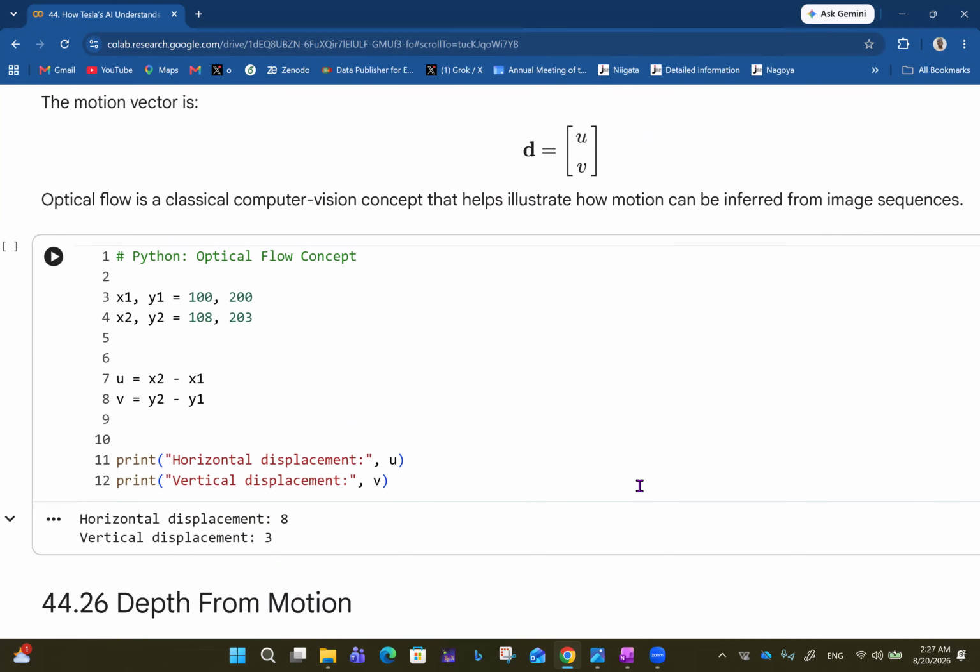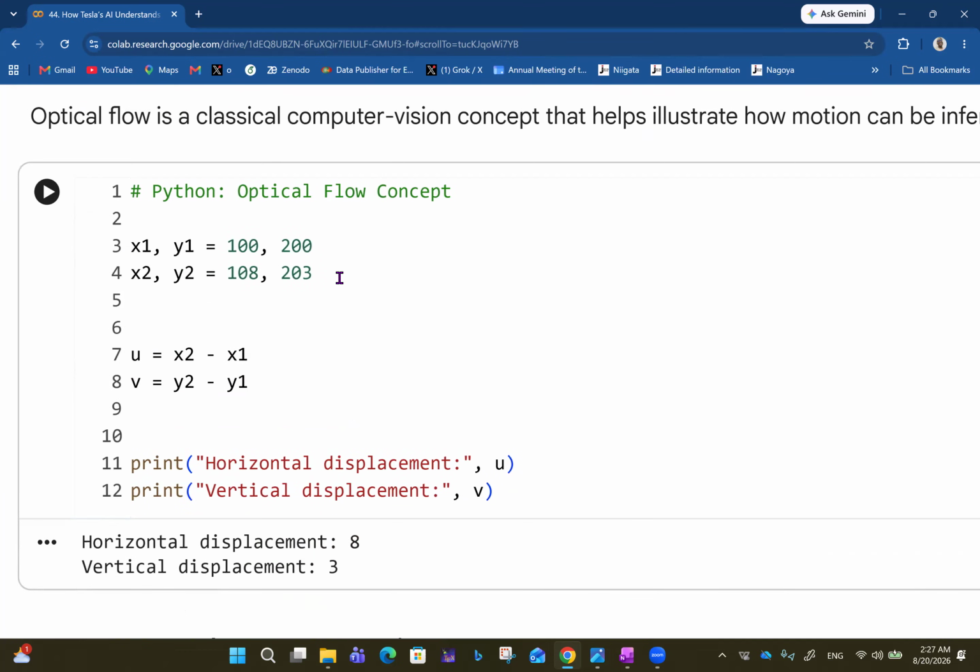So imagine that x1, y1 is 100, 200 and x2, y2 is 108, 203. So u is x2 minus x1, that's 108 minus 100, which is 8. And then v is 203 minus 200, that's 3. So if you print, the horizontal displacement is 8, the vertical displacement is 3. So we have that right there.